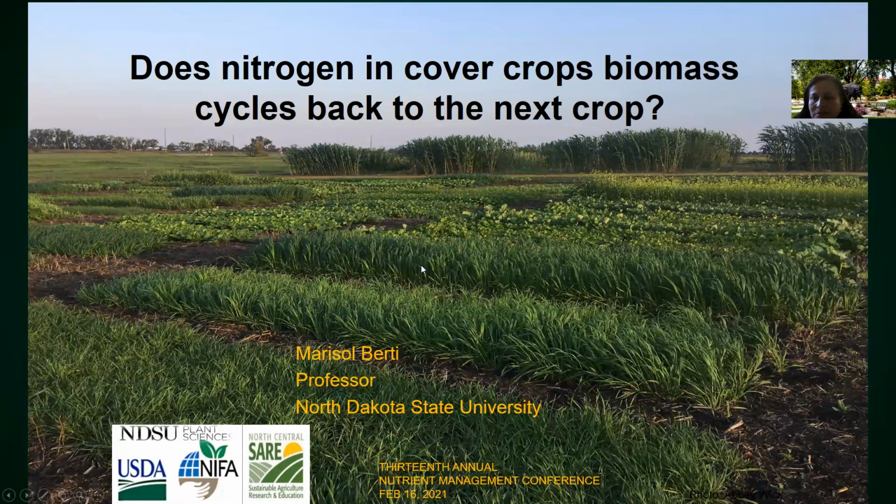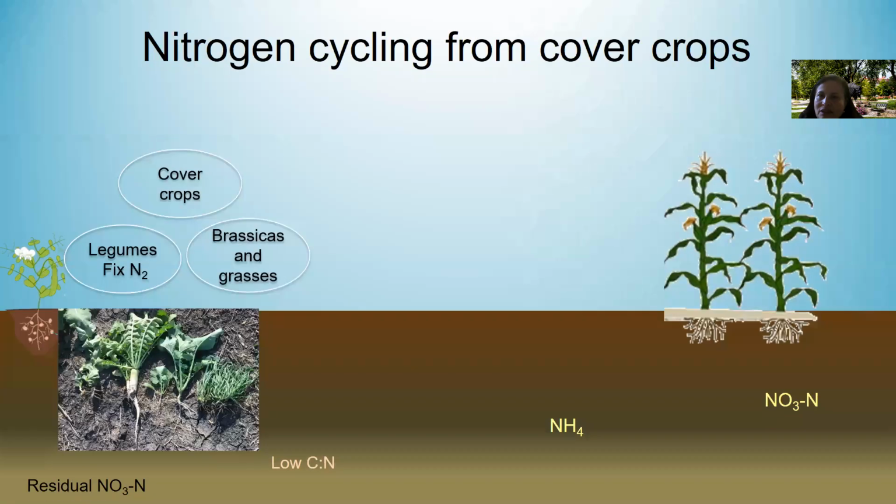Good morning, everyone. Today we're going to talk about nitrogen cycling in cover crops and how the nitrogen can or cannot move to the next crop. So this is a very simplified nitrogen cycle showing cover crops that we can plant after wheat or another crop in the fall.